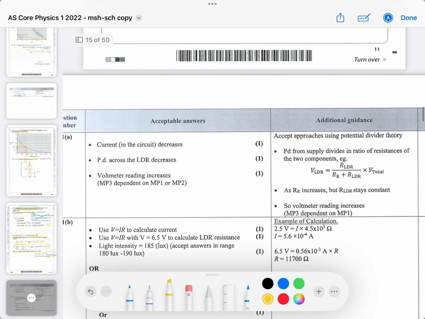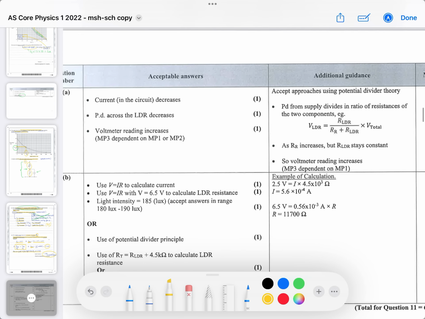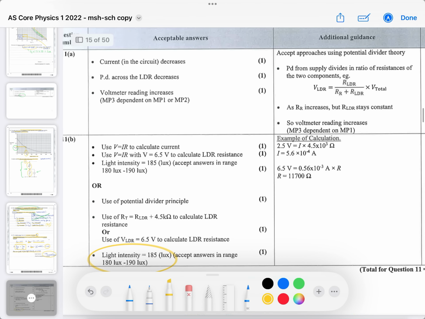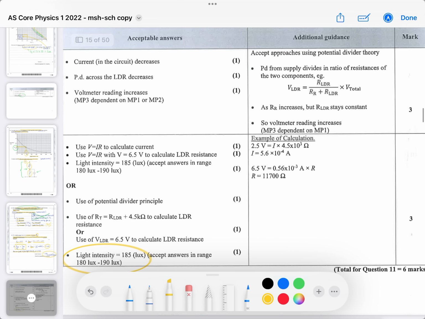If you look at the mark scheme, you can see what you get marks for. Anywhere between 180 and 190, they will accept in that range. Okay, so I'll let you stop the video if you want to have a look at the notes for 11A and 11B.